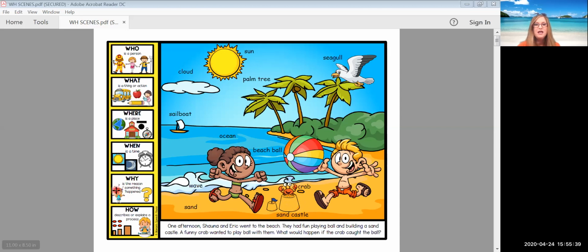The how, a how question describes or explains the process of something. So let's see if there's anything that tells us about how they did something. One afternoon, Shauna and Eric went to the beach. They had fun playing ball and building a sandcastle. A funny crab wanted to play ball with them. What would happen if the crab caught the ball?